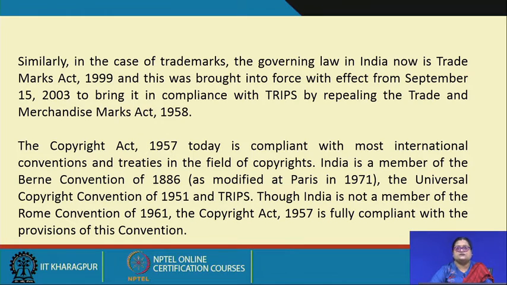Similarly, in the case of trademarks, the governing law in India now is the Trademarks Act 1999, which was brought into force with effect from September 15, 2003, to bring it into compliance with TRIPS by repealing the Trade and Merchandise Marks Act of 1958. The Copyright Act 1957 today is compliant with most international conventions and treaties in the field of copyright. India is a member of the Berne Convention of 1886 as modified in Paris in 1971, the Universal Copyright Convention of 1951 and TRIPS. Though India is not a member of the Rome Convention of 1961, the Copyright Act 1957 is fully compliant with the provisions of these conventions.